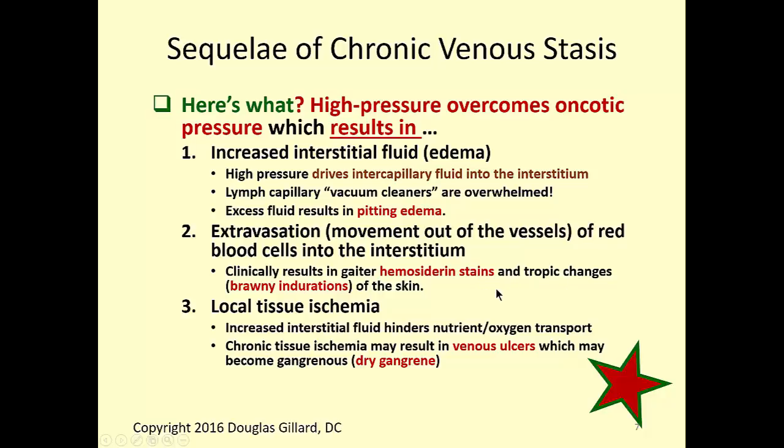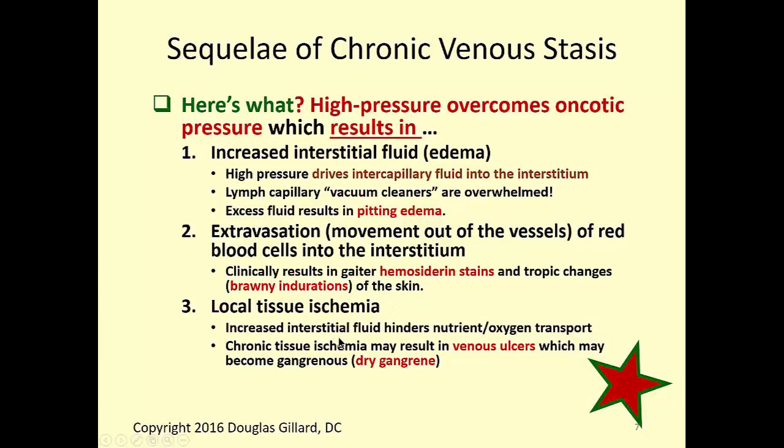If it goes on long enough, it's more than staining. The skin gets really hard. Remember, it looks like a champagne bottle. And you get brawny indurations of the skin, which is the key, maybe a board word there, right? So these are key words: hemosiderin stains, brawny indurations. What is that a sign of? It's a chronic venous insufficiency. You also get, as a sequela, local tissue ischemia.